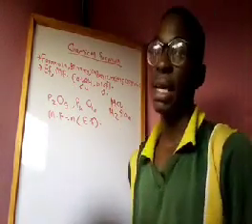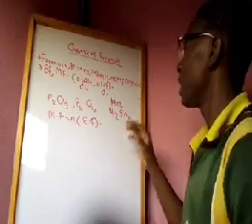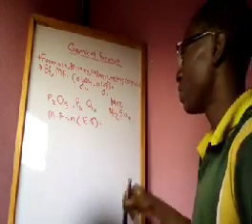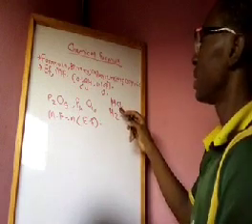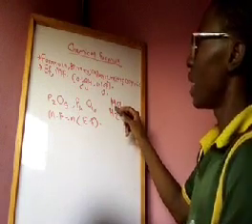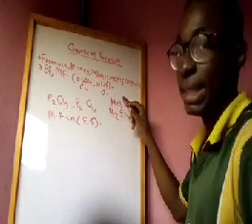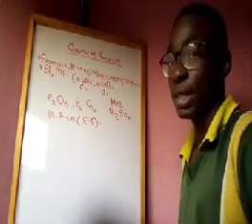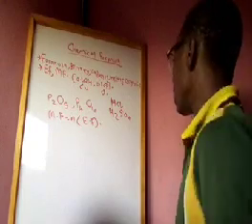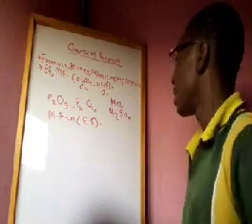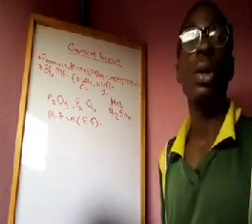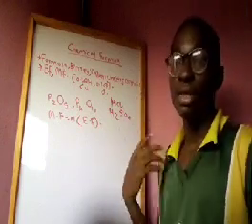Tetraoxosulfate(VI) acid is H2SO4. Let me use this as an example. What this formula is telling us is that for every one hydrogen atom you see in HCl, which is hydrogen chloride, the symbol for hydrogen is H and the symbol for chlorine is Cl. For every one hydrogen atom you see, you have one chlorine atom. So HCl is in the ratio 1:1.